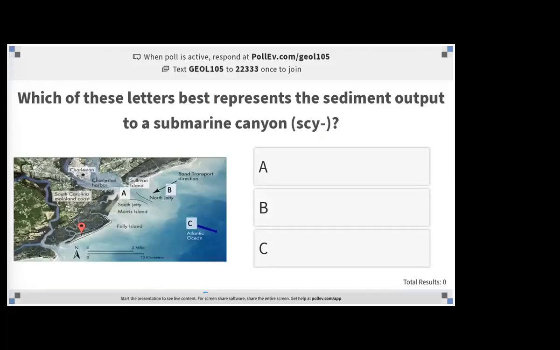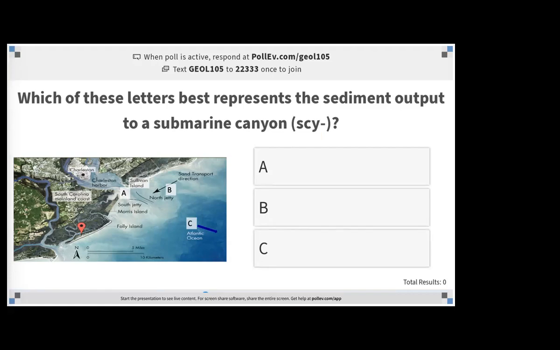Okay. So do your best with this picture. This is Charleston Harbor in South Carolina. We have A right here, B and C. These are going to be areas of the littoral cell. So which one of these letters best represents where a submarine canyon would be?